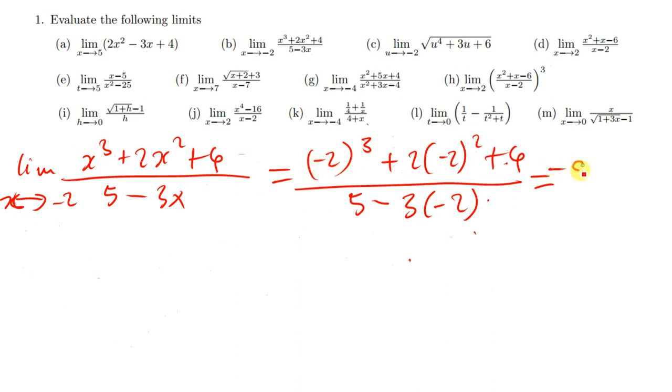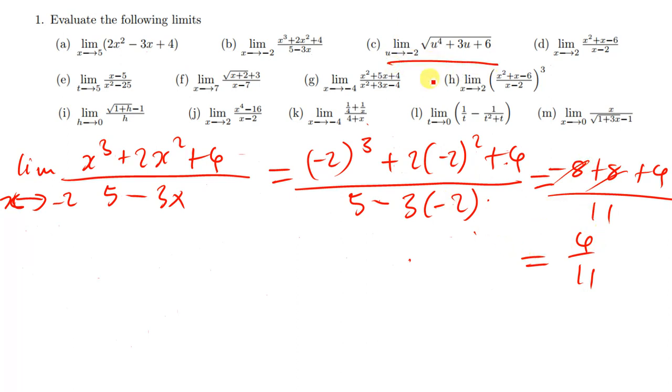The first part will give you negative 8. The second part will give you 8 as well, because negative 2 squared is 4 times 2. So that gives us positive 8, then we have positive 4 this side. Then everything divided by 5 minus, so negative 3 times negative 2 gets 6. So this will be 5 plus 6, that will give us 11. So when you simplify this, you're getting 4 over 11, because negative 8 and 8 will give you a 0.